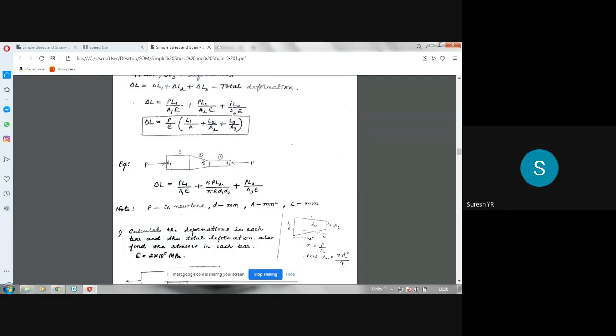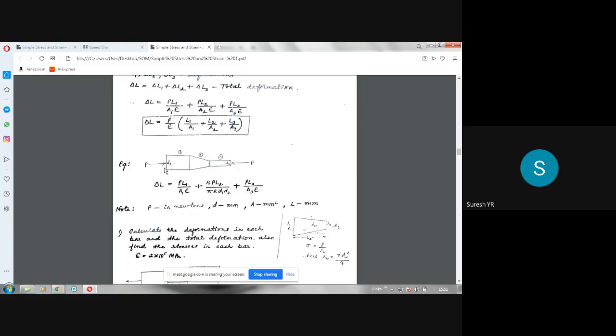So since this is a tapering circular rod, we have to use the second formula, 4PL divided by pi E D1 D2. Here L is replaced by L2. That's all. L2 is the length of this member. Next, this is L3. So P into L3 divided by A3 into E. So here there is no question of A2. Instead of that, you will be having the formula like this. Whereas in this portion, you will be getting A1 as pi D1 square by 4. Here A3 is pi D2 square by 4.